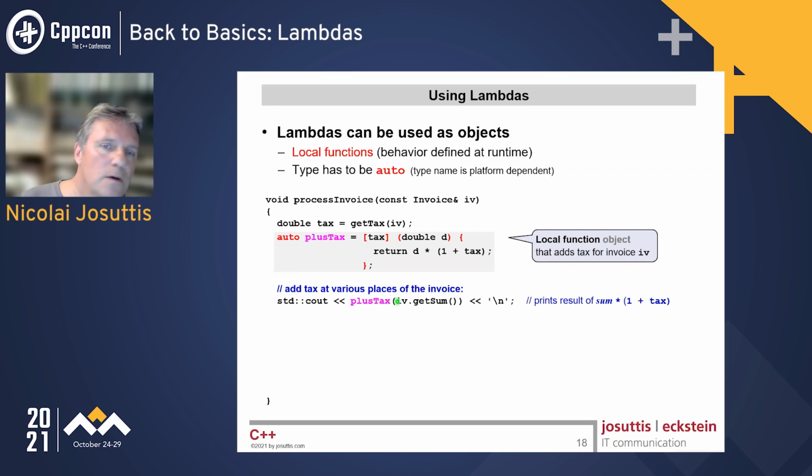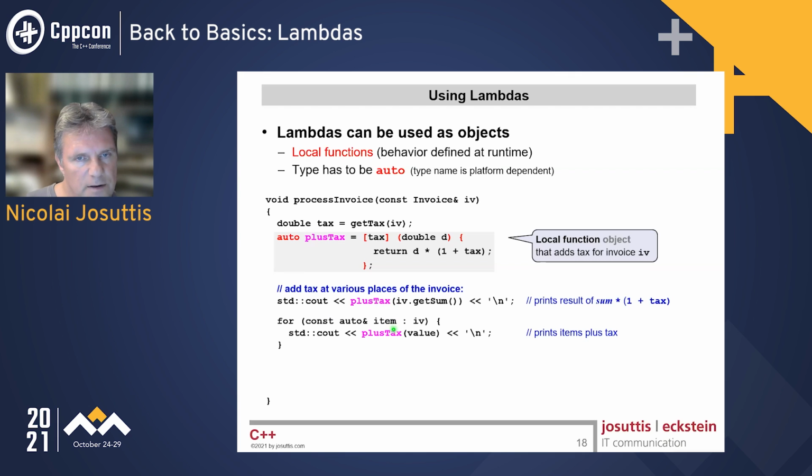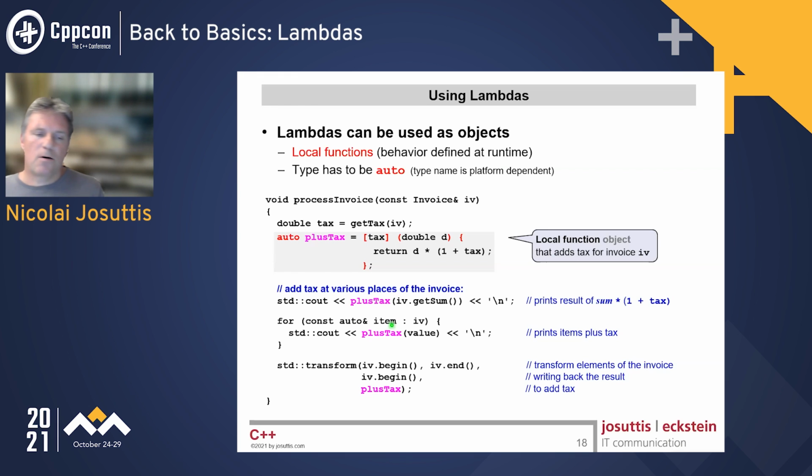So let's print out the sum of the invoice plus tax. Let's iterate over the items in the invoice, add tax for each value. Well, this should be item, not value. That was something you have to find. Okay, and maybe we go over all the elements in the invoice and add tax to each element, reading from the same container and writing to the same container. Whatever is possible and can be used.